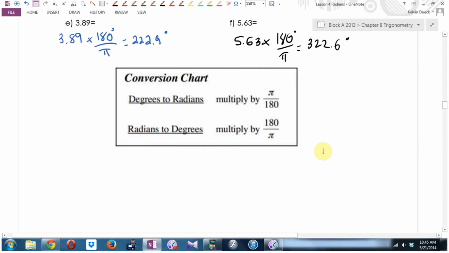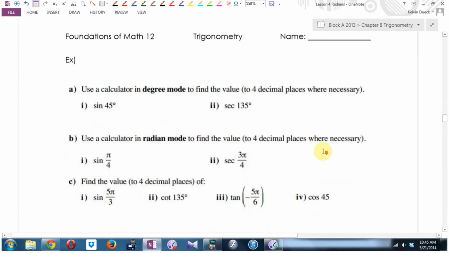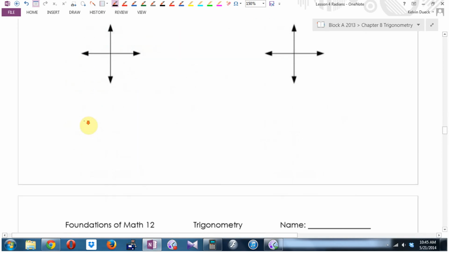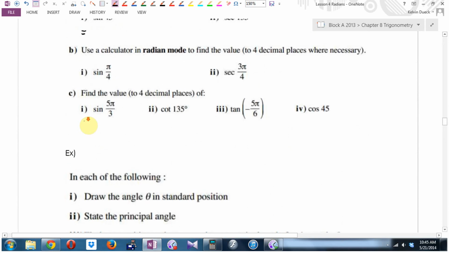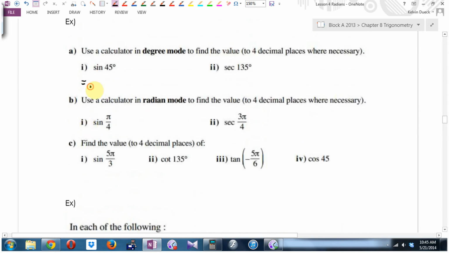Where do we use this? Well, everything we've done so far can be done with radians instead of degrees. First of all, use a calculator in degree mode to find the value to 4 decimal places. So on your calculator, find the sine of 45, please. The sine of 45 is point what? To 4 decimal places, 0.7071.